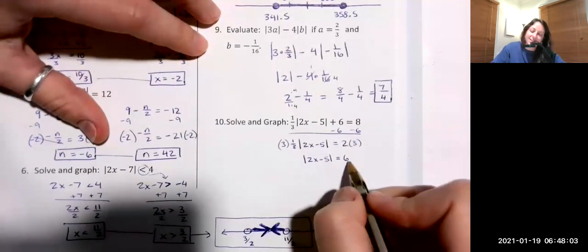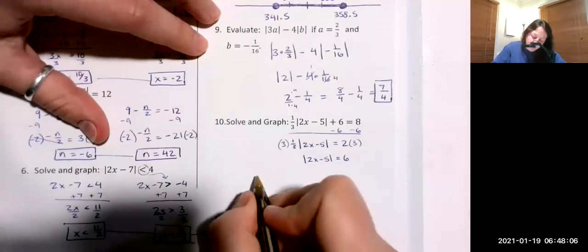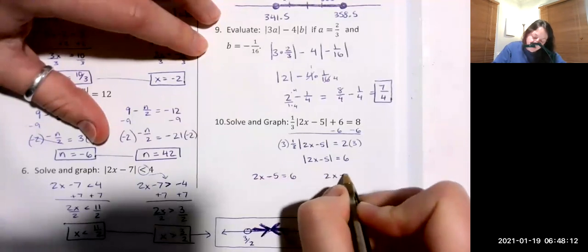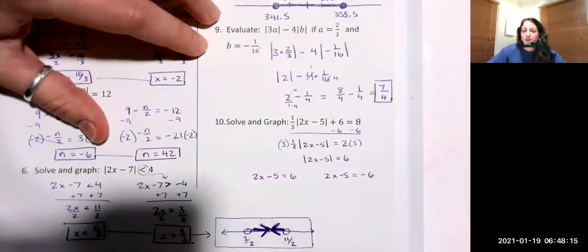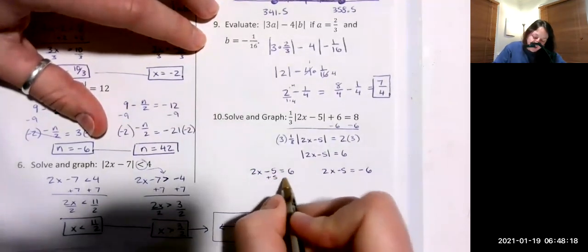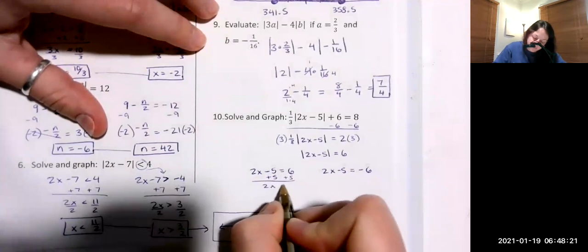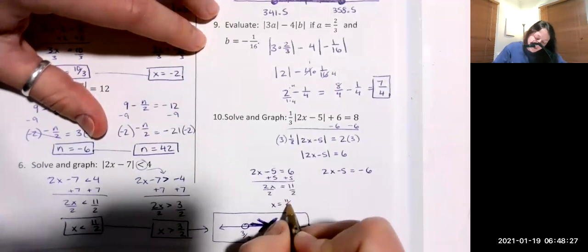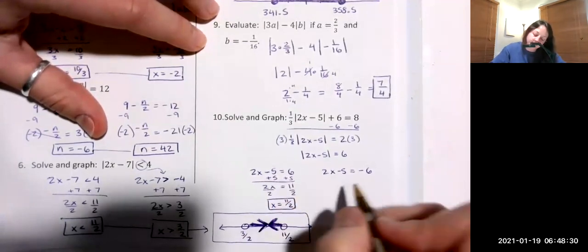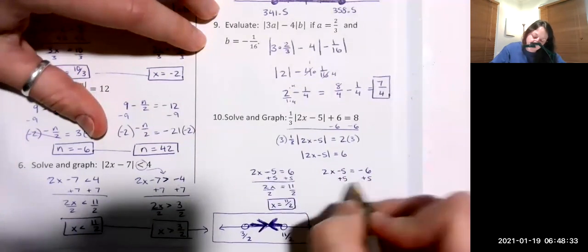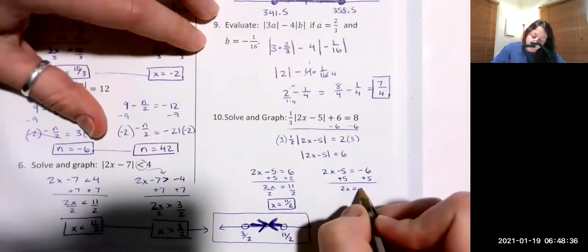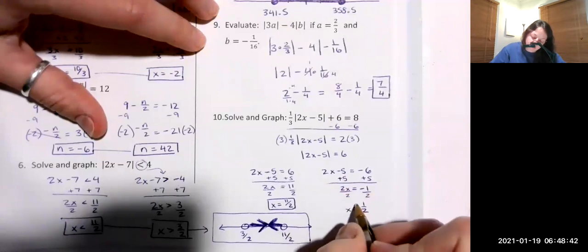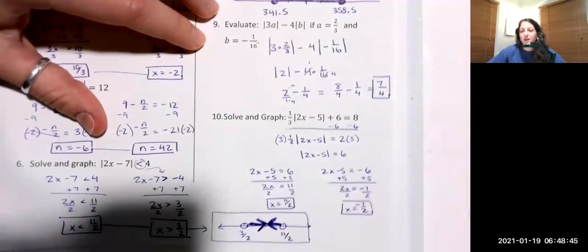All right, so this is saying that the distance is 6. That's good. Now we're going to write up our two answers. 2x minus 5 equals 6, and 2x minus 5 equals negative 6. And we're going to solve for x. Add our 5. 2x equals 11. Divide our 2. X equals 11 over 2. So there's answer number 1. Next answer, same process, add the 5. 2x equals negative 1. Divide the 2. X equals negative 1/2. All right, so there are our two answers.